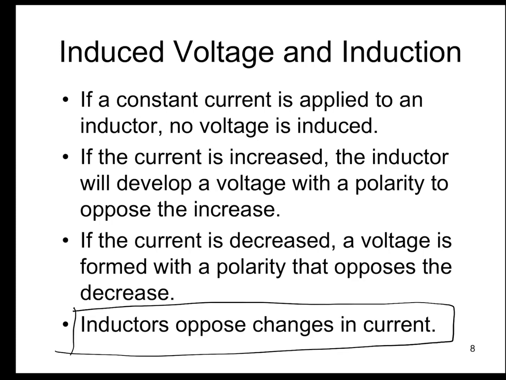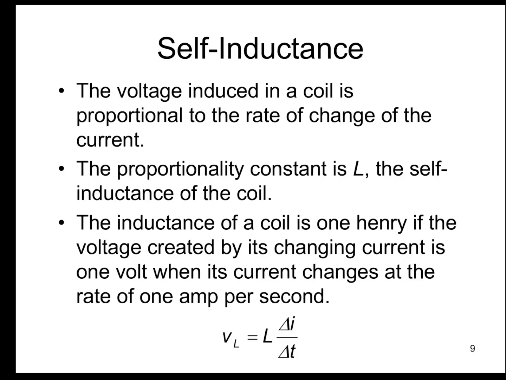Okay? When we look at a capacitor, we'll see how it opposes changes in voltage. Okay, so the voltage induced in a coil is proportional to the rate of change of the current. The proportional constant is L, the self-inductance of the coil. So when we're representing coils in schematics, we label them L, and the L value is a value in henries indicating its inductance.